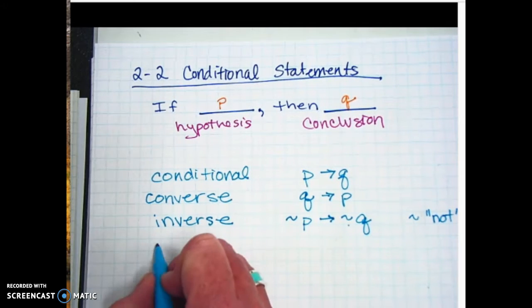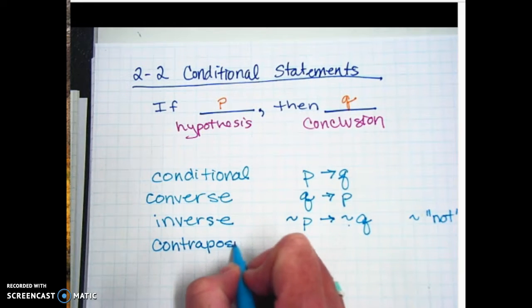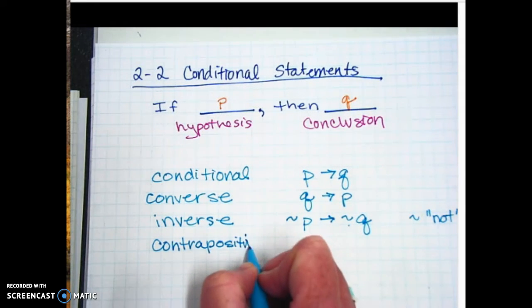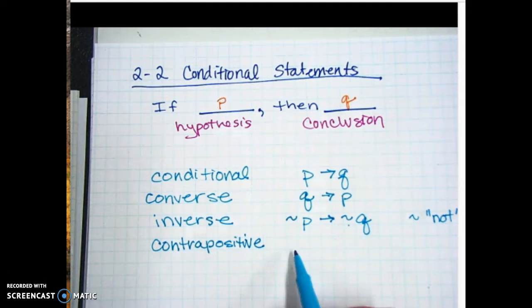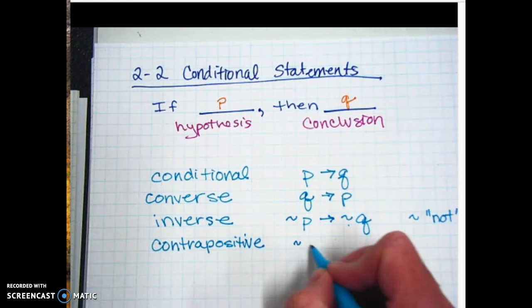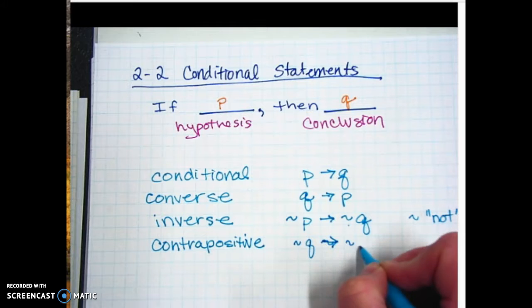And then there's a fourth one, the last one, called the contrapositive. And you do both things. You switch the order and you say not. So if not Q, then not P.